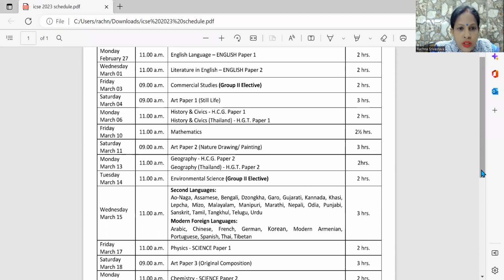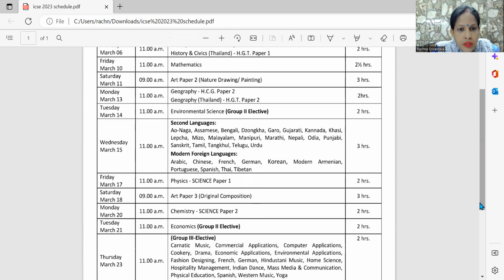Then 10th of March it's mathematics. 11th of March art paper 2. 13th March again it's a geography paper, HCG paper 2. Then 14th of March it's environmental science. Then 15th March it's the second language, and the modern foreign languages are given in this. So as per your choice, you can see the list is here.